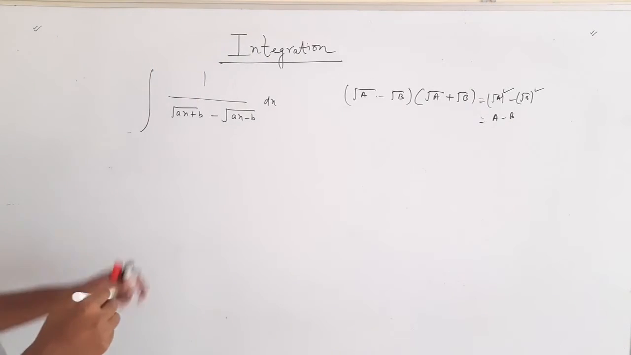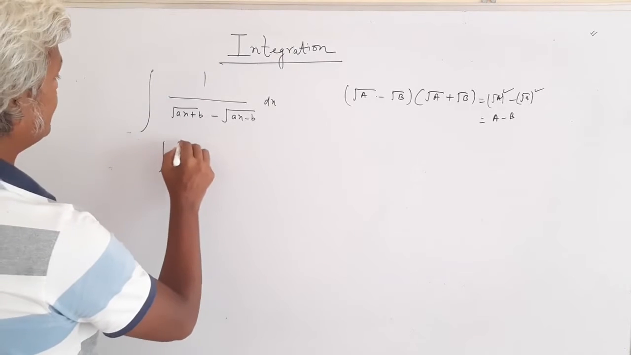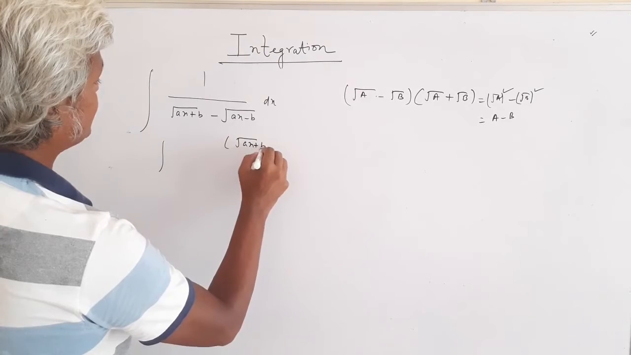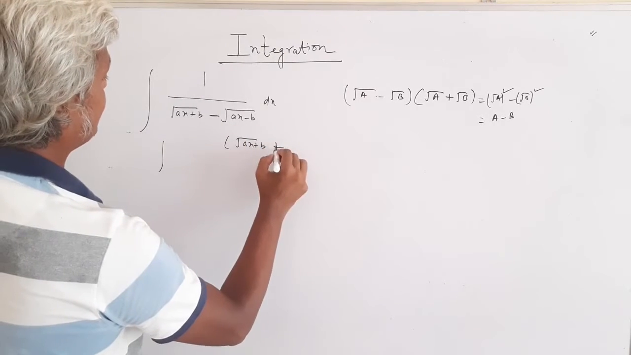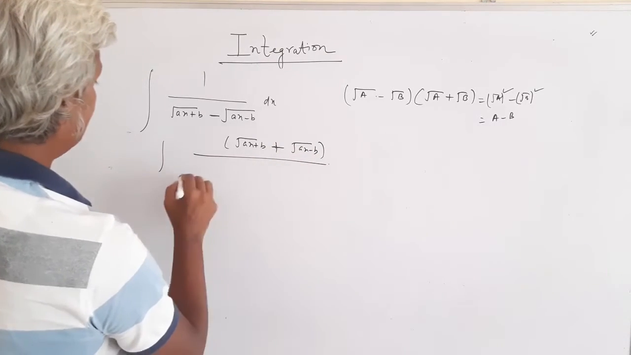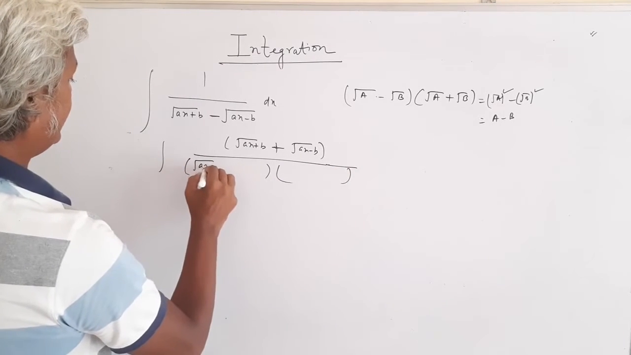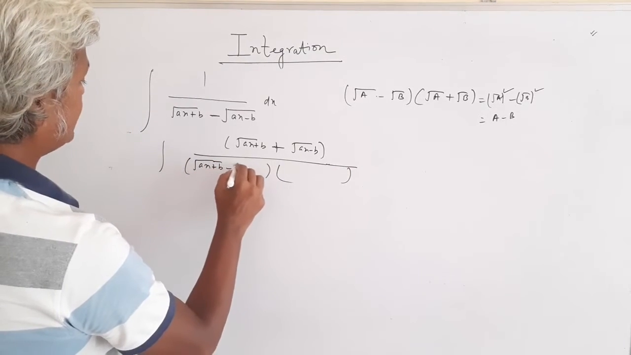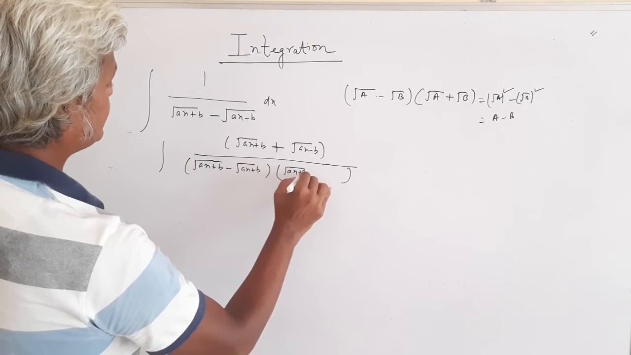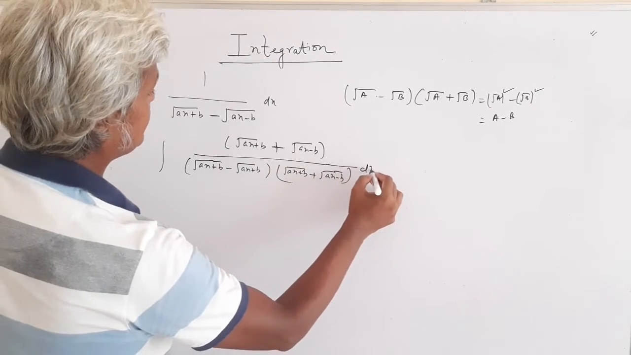So using the very same idea, first we'd like to rationalize the denominator. Then what I have to do is multiply it with root ax plus b plus root ax minus b, because this is minus, so I'll take plus up and down. So in the denominator you will have two terms: root ax plus b minus root ax minus b, multiplied with root ax plus b plus root ax minus b, and this is your dx.